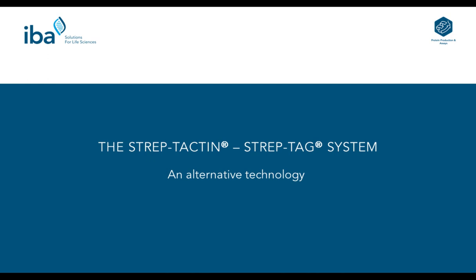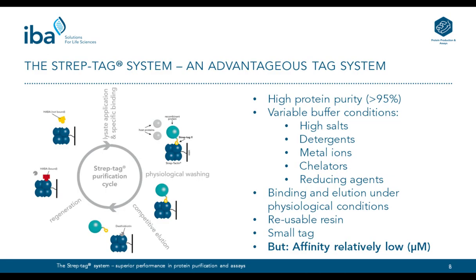So with all these drawbacks of the aforementioned tags, this raises the question if there is an attractive alternative technology that can be used. And for this, we developed the Strep-Tactin Strep-tag system many years ago. And let's have a brief look how the system works. The system depends on two components.